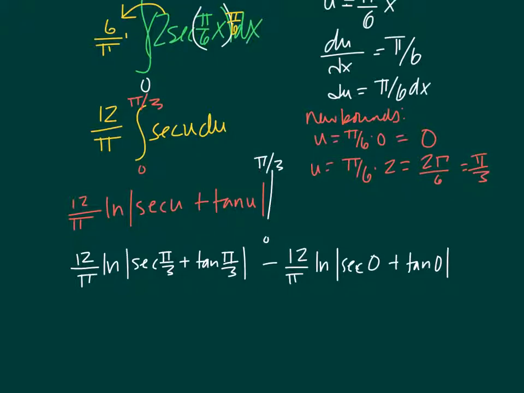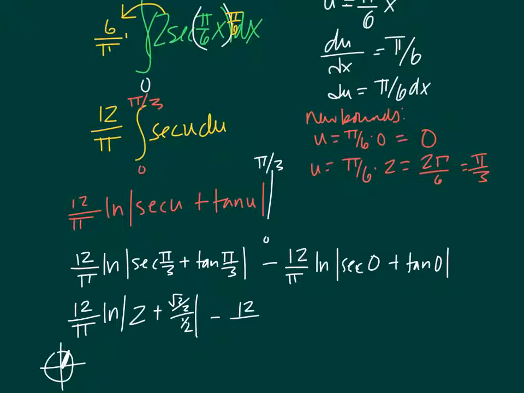Okay, let's remember some trig here. I didn't have to multiply that 12 over pi in, by the way. I could have left it out in the front. Pi over 3, if we think about the unit circle, is over here. The secant is 1 over cosine. Cosine of pi over 3 is 1/2. So the secant of pi over 3 is 2. The tangent of pi over 3 is sine over cosine, which is that. And I'll simplify that in a second. And then the secant of 0, cosine is 1 at 0, so 1 over 1 is still 1. The tangent of 0 is 0.